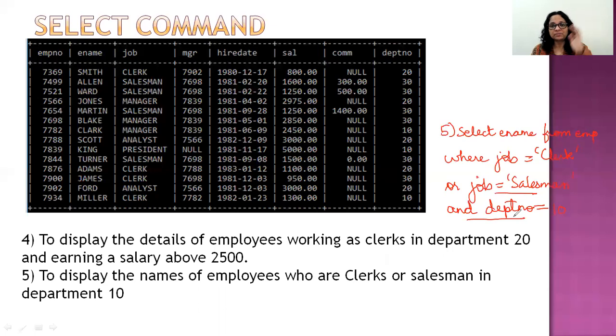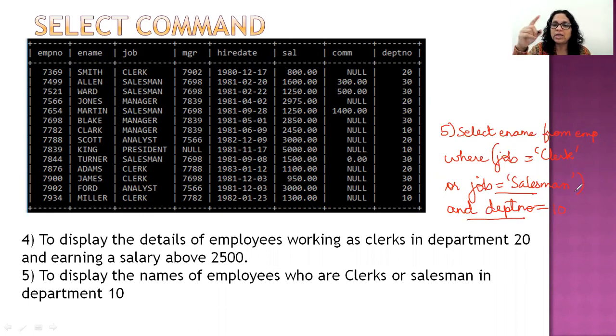The question says that he has to be in department 10, but he has a choice between being a clerk or a salesman. So in that scenario, we want to break the priority. We don't want the AND to work first. I want to choose people who are either clerk or salesman, and then check whether they belong to department 10. To break priority in maths, we would put brackets, right? Same thing here. You put the brackets. Remember, only the round brackets. When you put the bracket, it will first check whether the person is a clerk or a salesman, and once he satisfies that, it will then check whether the department is 10. And this bracket is important.